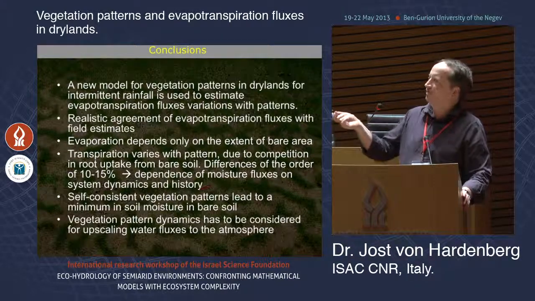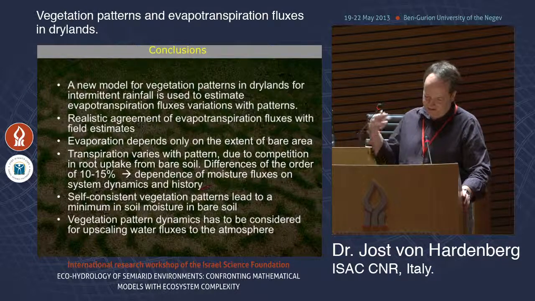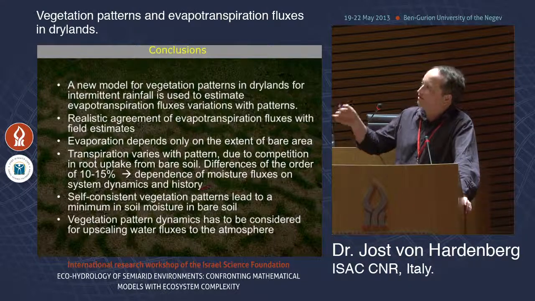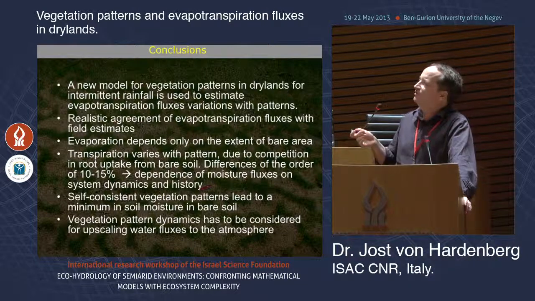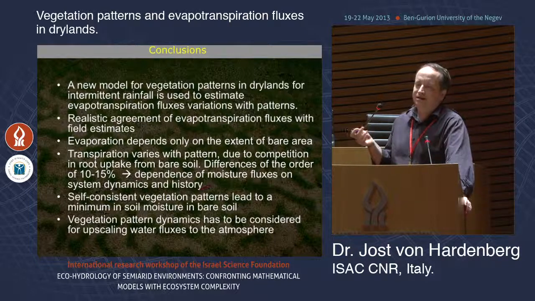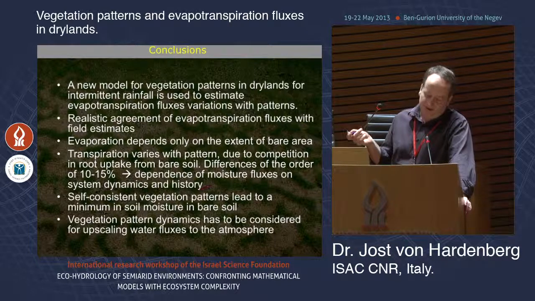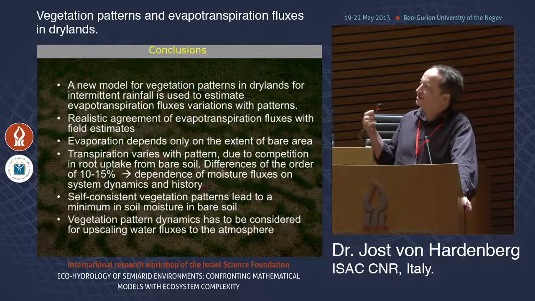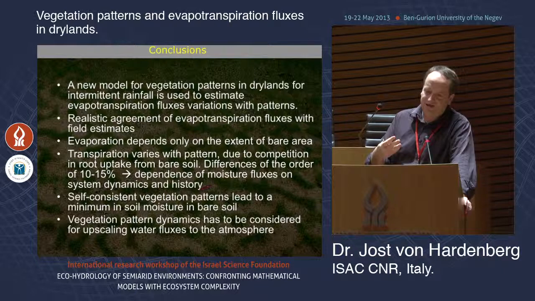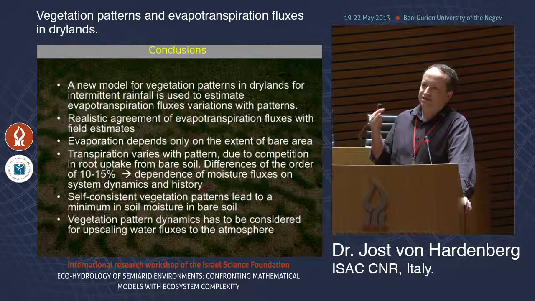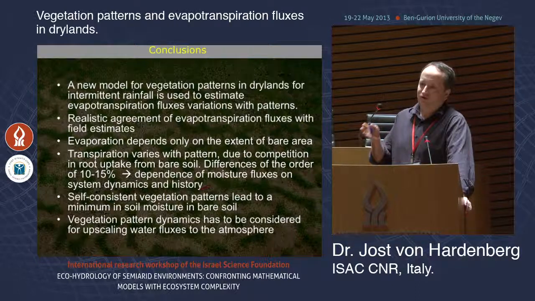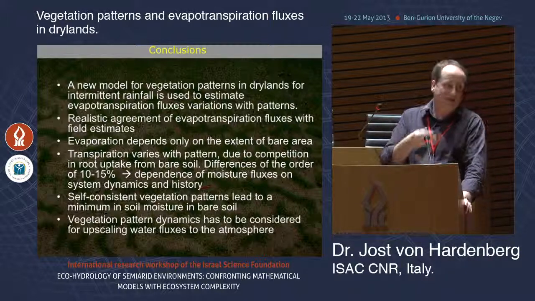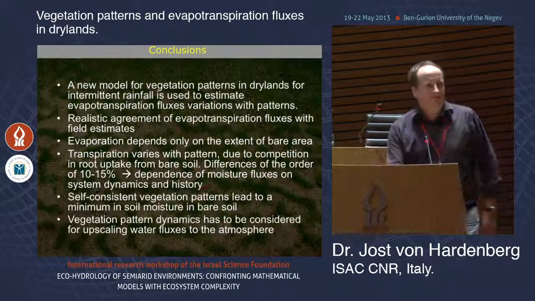And then we also have seen that the self-consistent vegetation patterns lead to the minimum of soil moisture in the bare soil. This is a point which can be explored if it's a curiosity, but I would say it's just an indication of how the vegetation is choosing. I wouldn't say to optimize, but it's choosing to exploit to the last bit the resources it has available. And yeah, thank you. Okay, thank you.